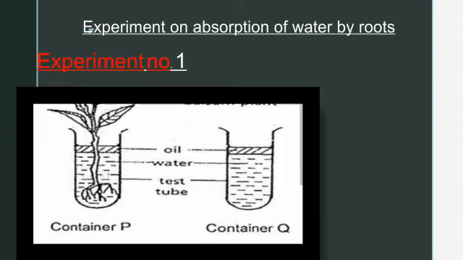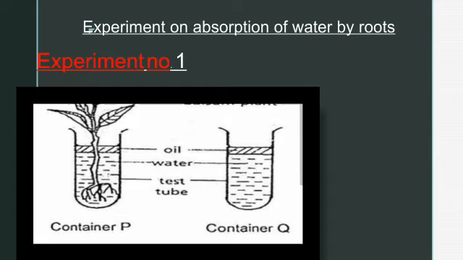Now there are certain questions related to this experiment. Why is the oil added? The oil is added so that the water doesn't escape the container due to evaporation. Hence, it is proved by this experiment that roots absorb water and transfer it to all plant parts, as only the roots are in contact with the water.